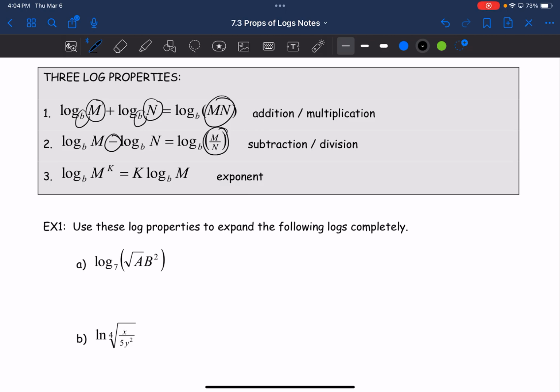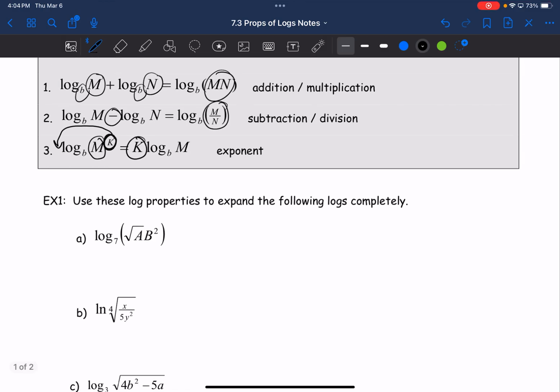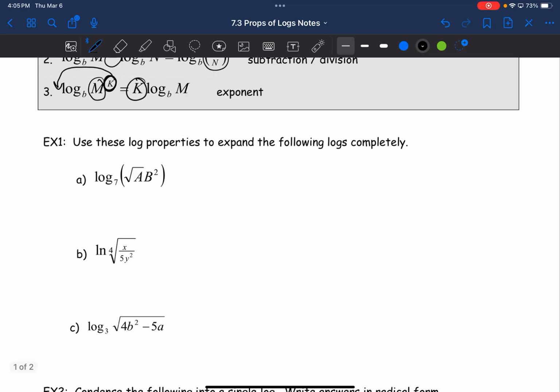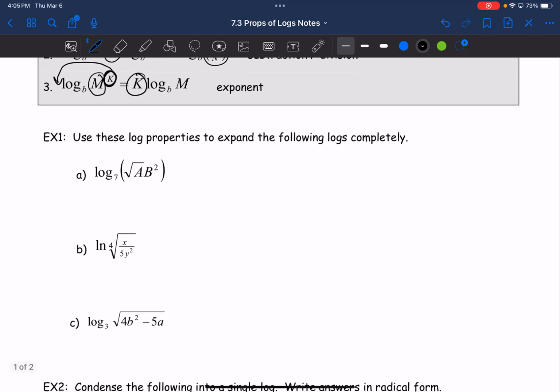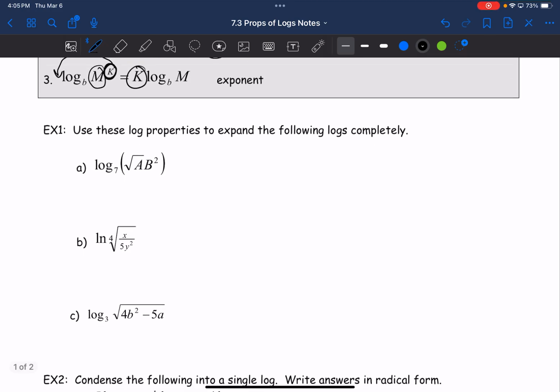Okay, and our third property is if that value that you're taking the log of has an exponent, you can take that exponent and rewrite it out front as a coefficient. All right, so keeping that in mind, let's look here at example 1. Example 1 says use the log properties to expand.